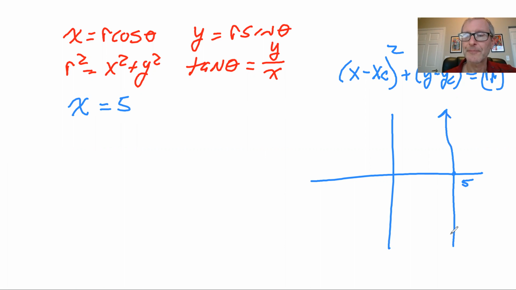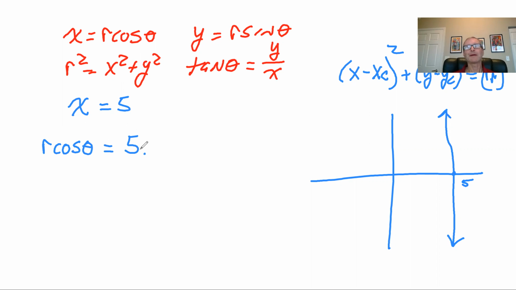So you could see a nice representation of a vertical line. And so how do we convert that? Well, first of all, you convert it by plugging in r cosine of theta wherever you see that x, right? And that would equal 5.